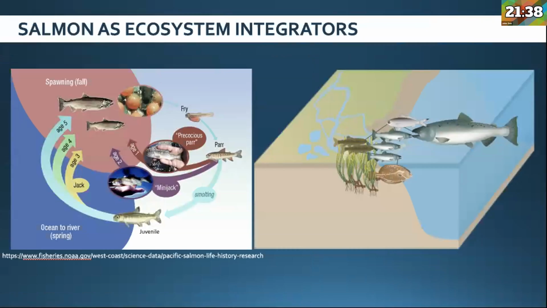So I've heard a couple of people mention salmon as ecosystem integrators. So we know that they have this complex life history where they're moving from freshwater out into saltwater at different stages, returning at different ages, having all sorts of different approaches to attacking this problem of anadromy. But if we think about it on a landscape scale or a seascape scale, as I like to think about it, we really need to start integrating all of the different aspects.